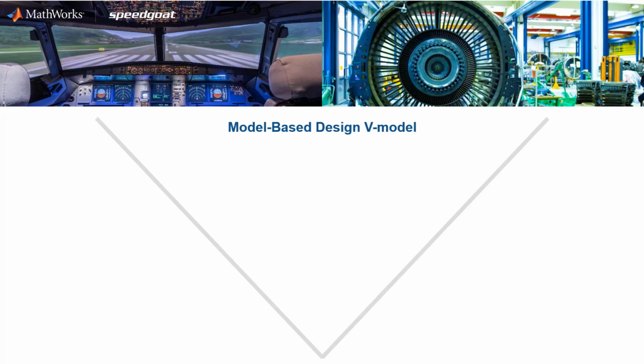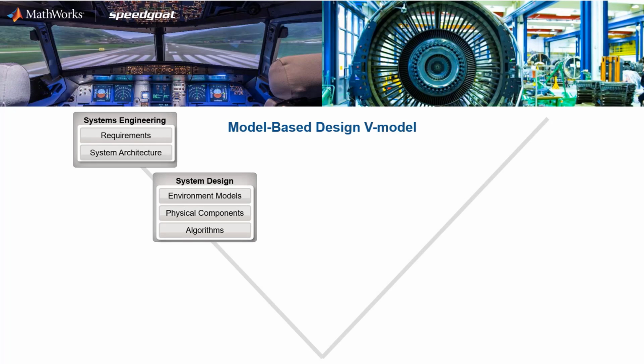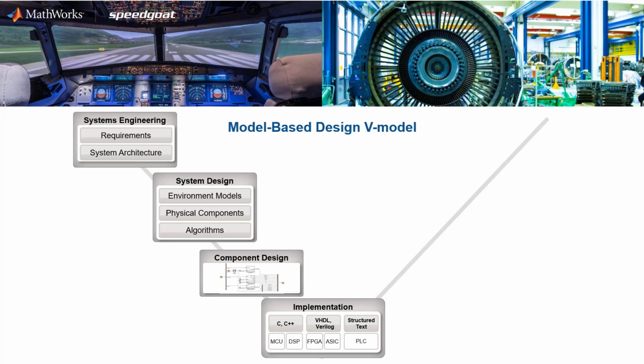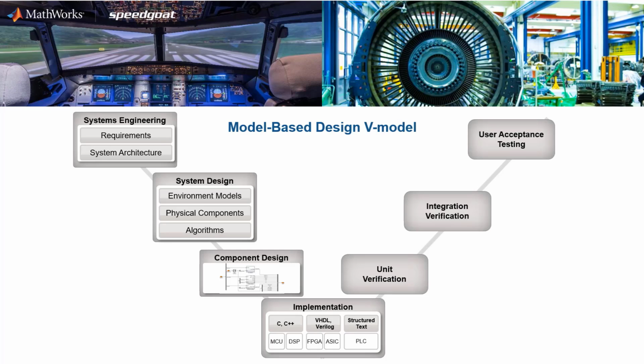Starting with the design part of the V, defining requirements and system architecture, adding then models of the behavior of the algorithms and the plant, to build component models that can be used to automatically generate code for the different targets and following different design paradigms. And then going to the verification part of the V, where all the verification activities are performed with a special emphasis in testing.